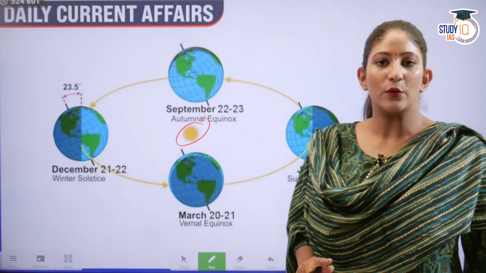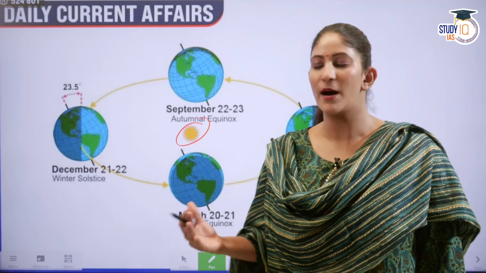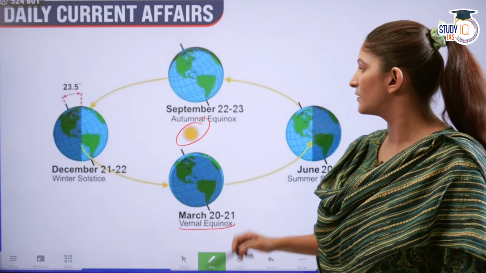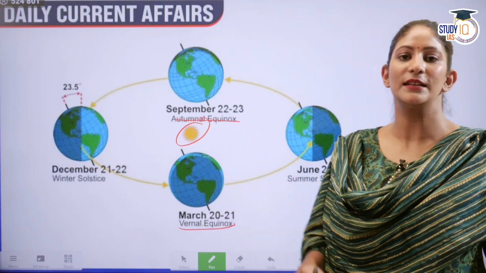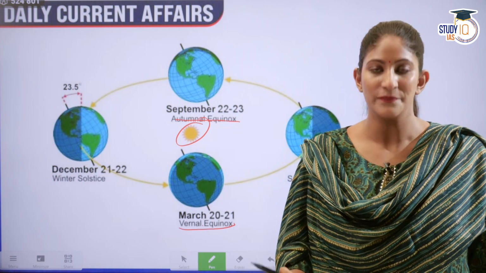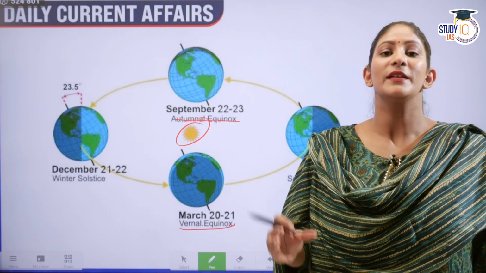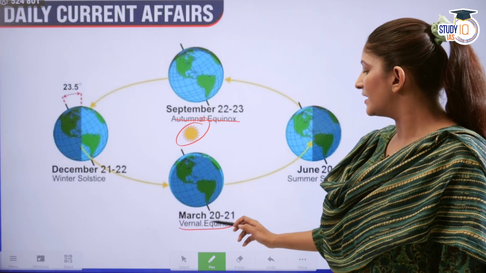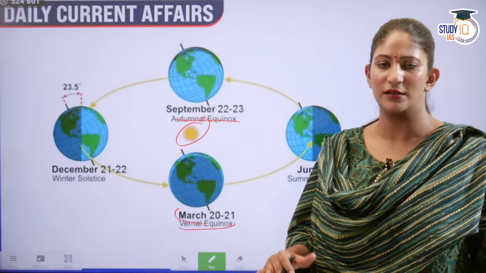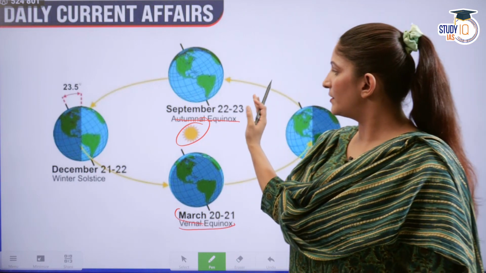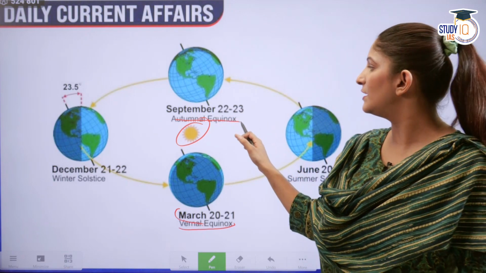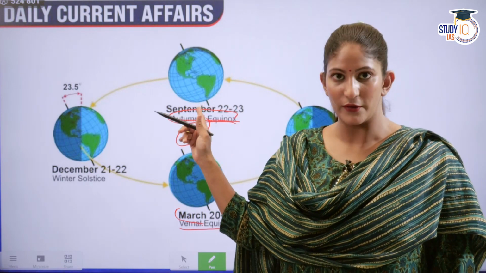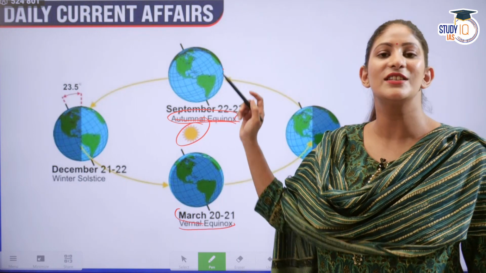So there are 2 equinoxes in one year. The March equinox, which is known as vernal equinox, and we have the autumn equinox. Vernal equinox is when the sun is shining directly on the equator. In the northern hemisphere, we call it the spring equinox or the vernal equinox. It happens on March 20th or 21st. For September 22nd and 23rd, we have the autumnal equinox. That is also in relevance to the northern hemisphere.